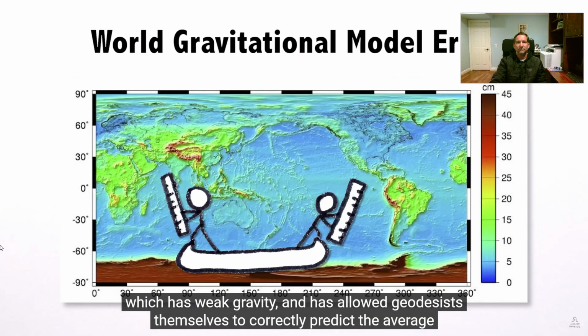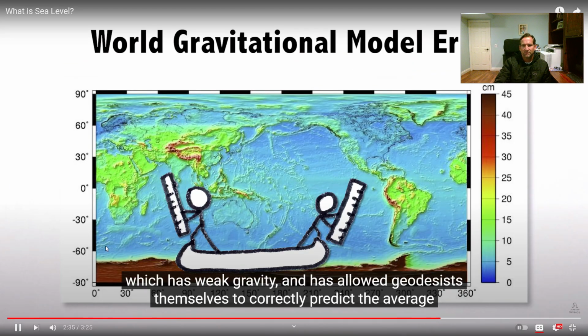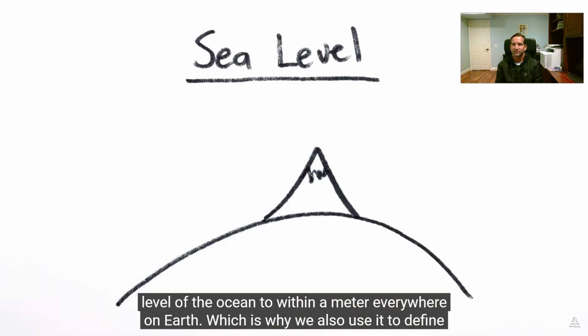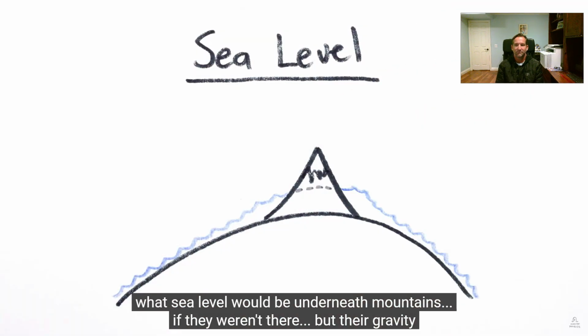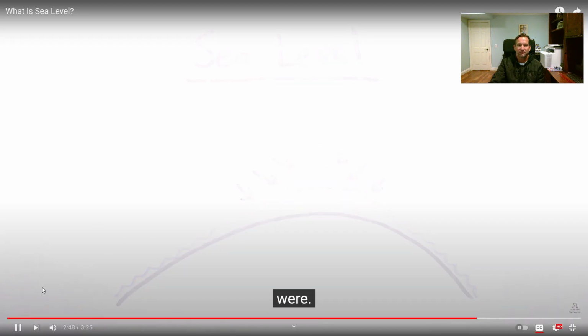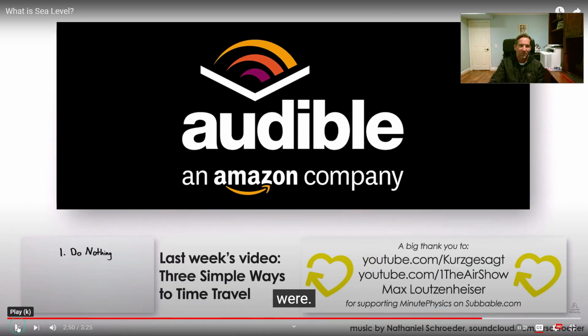And the model has allowed geodesists themselves to correctly predict the average level of the ocean to within a meter everywhere on Earth, which is why we also use it to define what sea level would be beneath mountains, if they weren't there, but their gravity were. This episode of Minute Physics is supported.